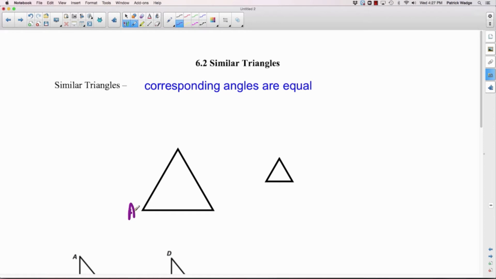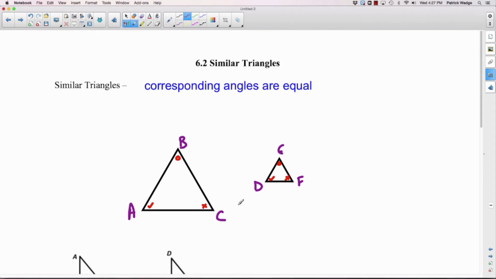Let's call this one ABC and this one DEF. If these are similar triangles, then this angle here would be equal to this angle here. This angle here is equal to this angle here, and this angle here is equal to this angle here. They're all the same as each other. The corresponding ones are equal to each other, just like in congruent triangles.